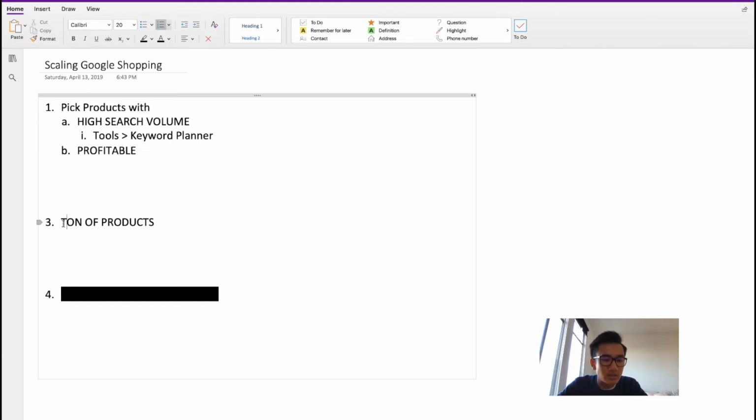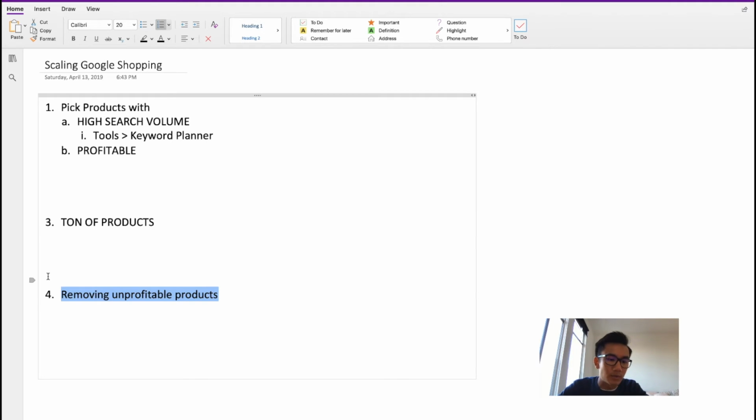All right, number 2, for some reason it's labeled number 3. You want tons of products. When it comes to Google Shopping, just as I said, you're limited to the amount of searches a product has. So what you have to do is scale horizontally. On Facebook, you could scale vertically by showing that one winning product to a ton of people with similar interests. But with Google Shopping, you're gonna have to scale horizontally and have tons of products, having 100, 200, 300 products, each with some amount of searches every single day. And the more you have, the more volume and outreach you're gonna have.